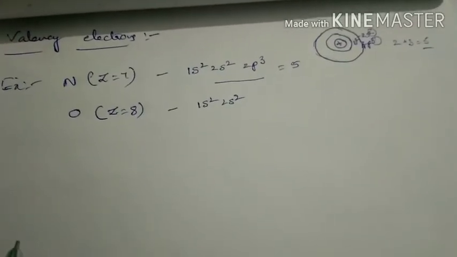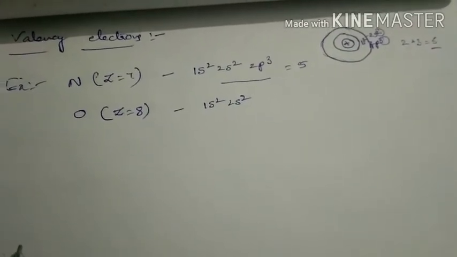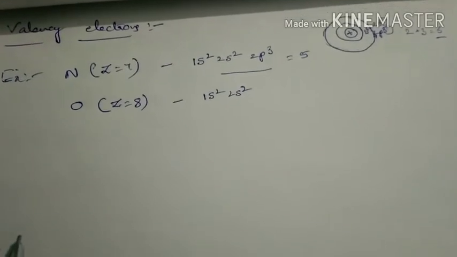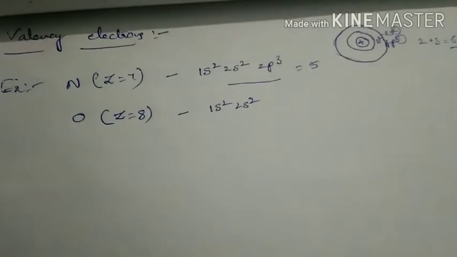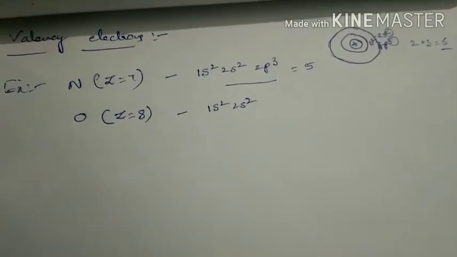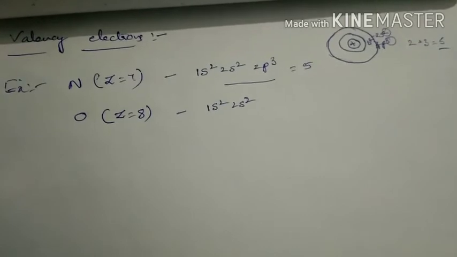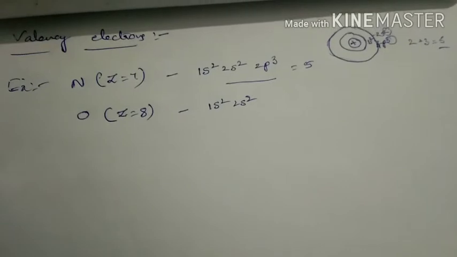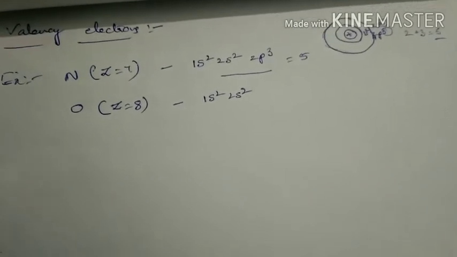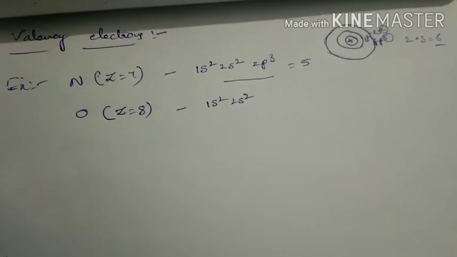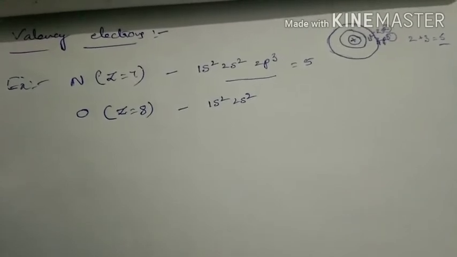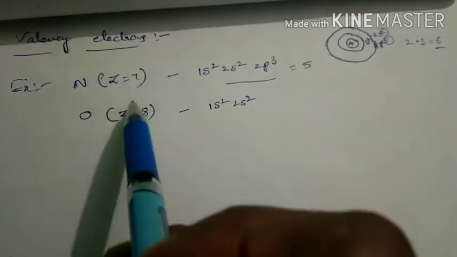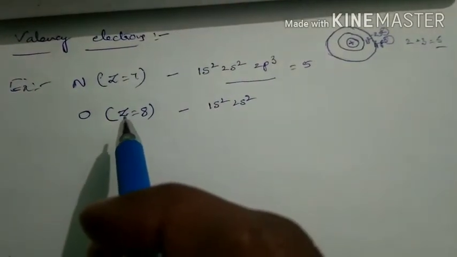Good morning, students. Now we are going to discuss a new topic, that is valency electrons. The definition is: the number of electrons which are present in the outermost orbit is called valence electrons. I repeat once again, the number of electrons present in the outermost orbit is called valency electrons. If I discuss an example, then you will get a clear idea about it.